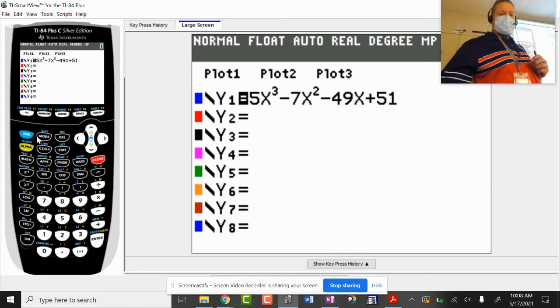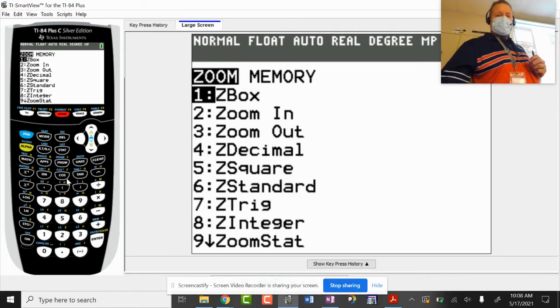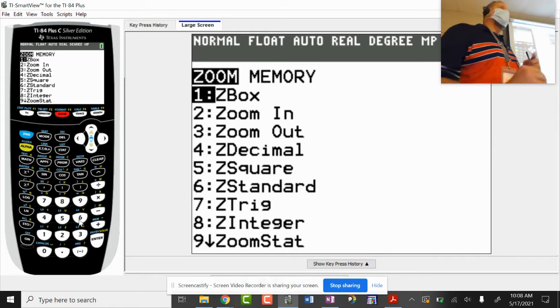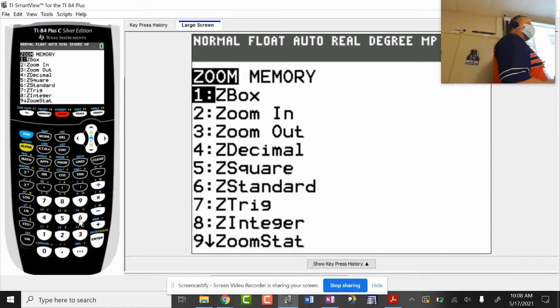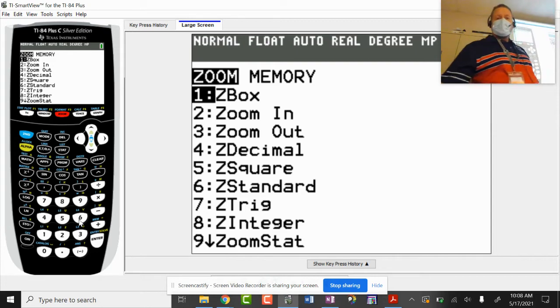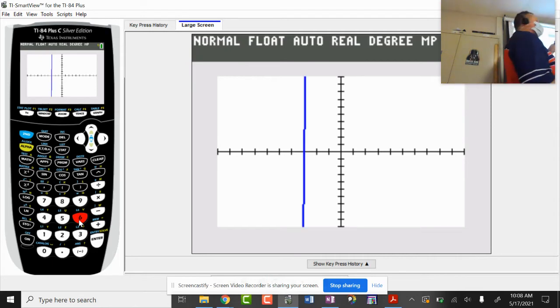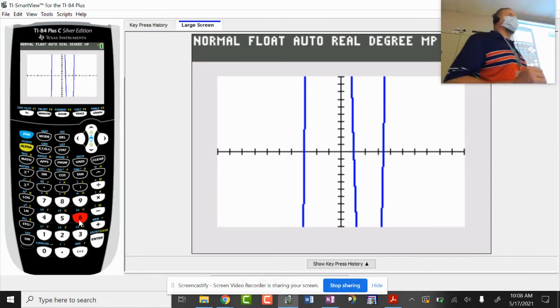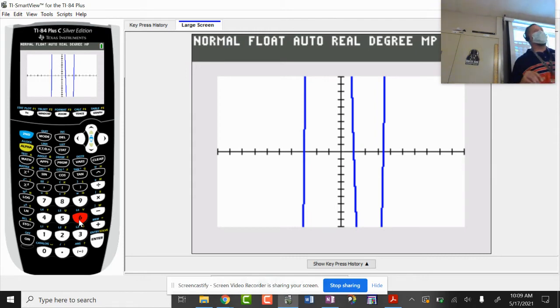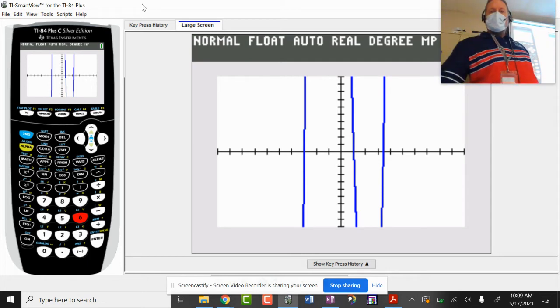Okay, hit zoom standard. Then I want to show you why you get a different picture than what is supplied on your piece of paper of notes. What zoom standard does is make this go from 10 to negative 10 on the X and Y axis. And when you look at this picture, you should understand that that loop goes really high and this loop goes really low, and it's cut off by 10 to negative 10.